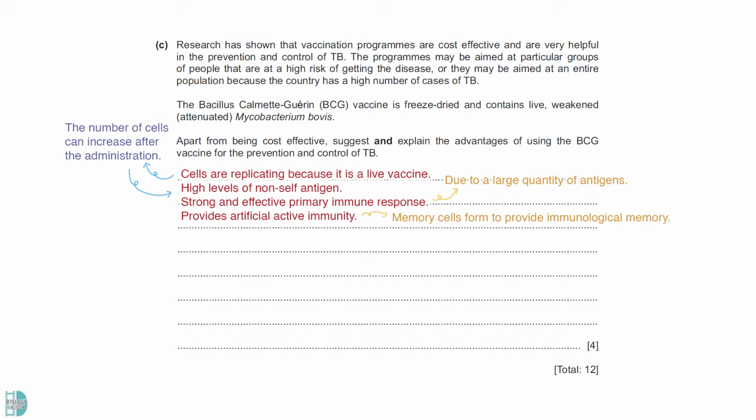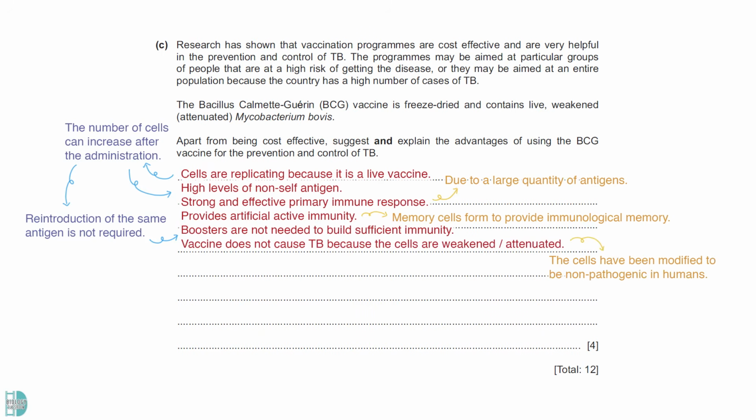They provide immunological memory. So, vaccination is a type of artificial active immunity. If the cells can replicate, reintroduction of the same antigens is not required. So, boosters are not needed to build sufficient immunity. The vaccine does not cause TB because the cells are weakened or attenuated, making them unable to cause the disease. The cells have been modified to be non-pathogenic in humans.